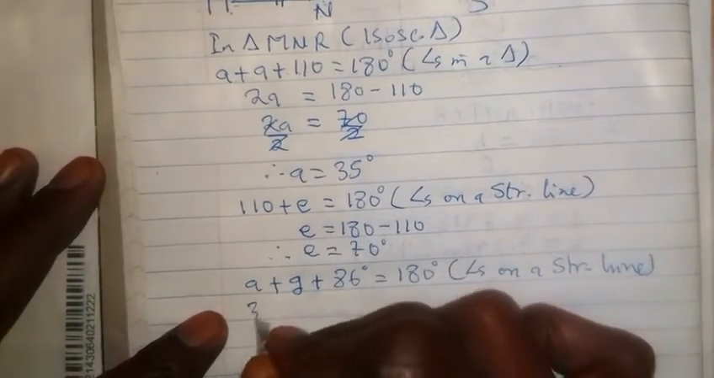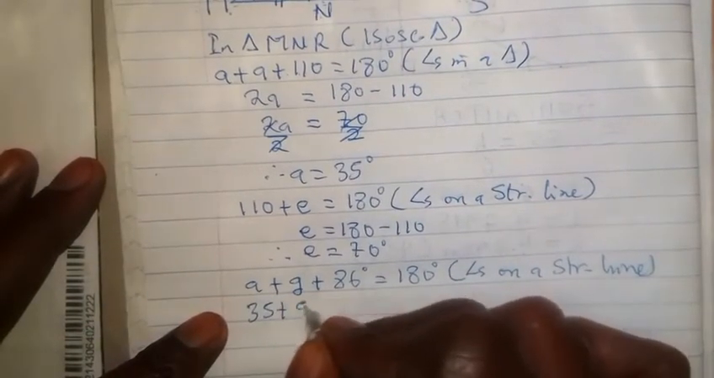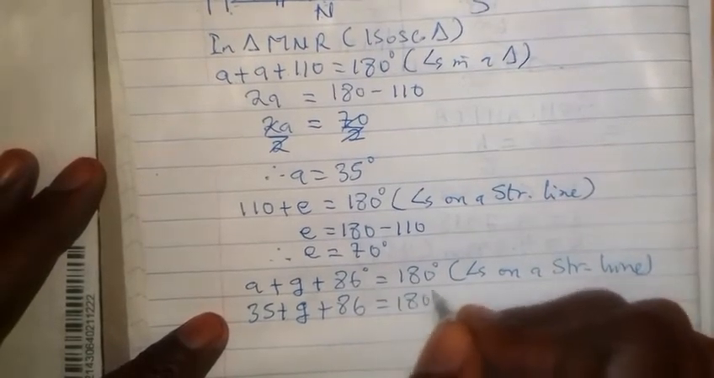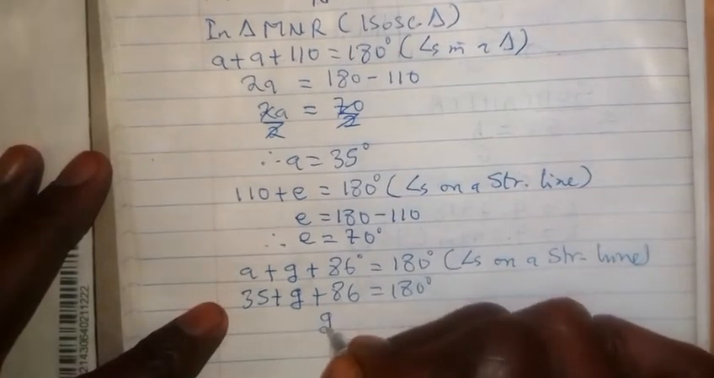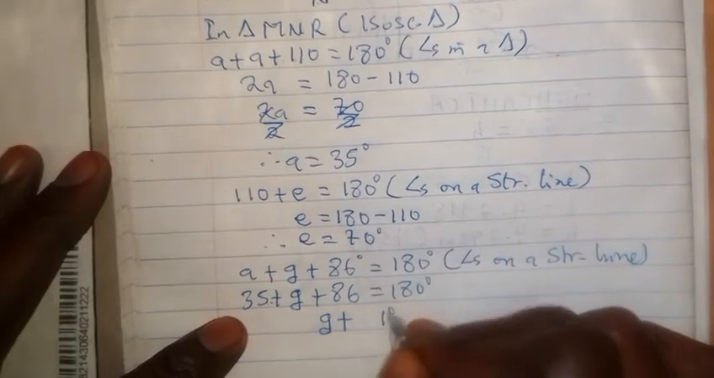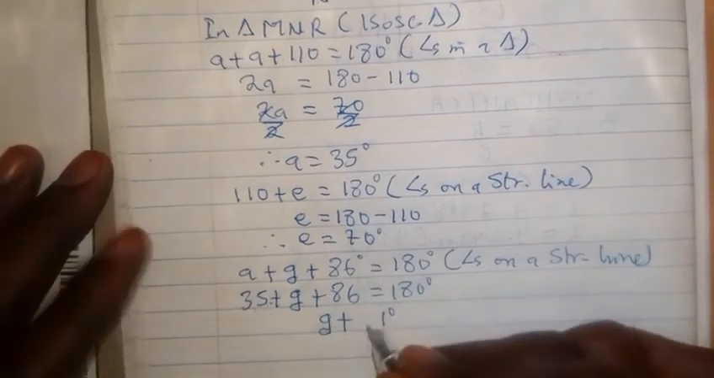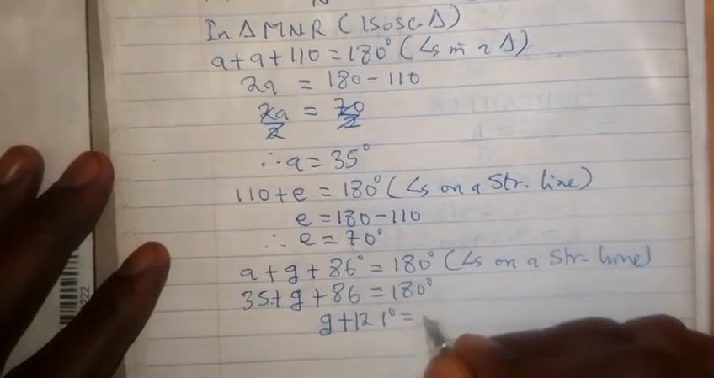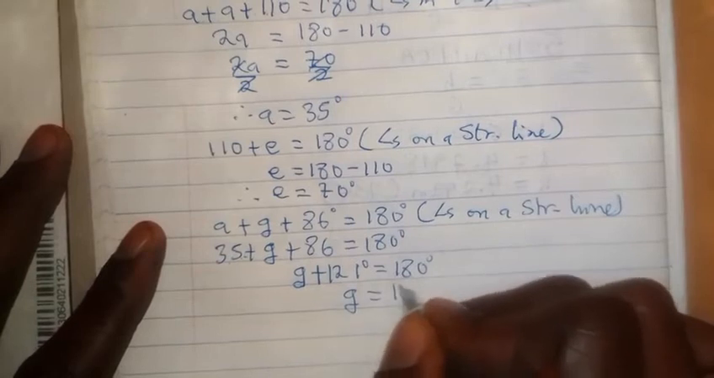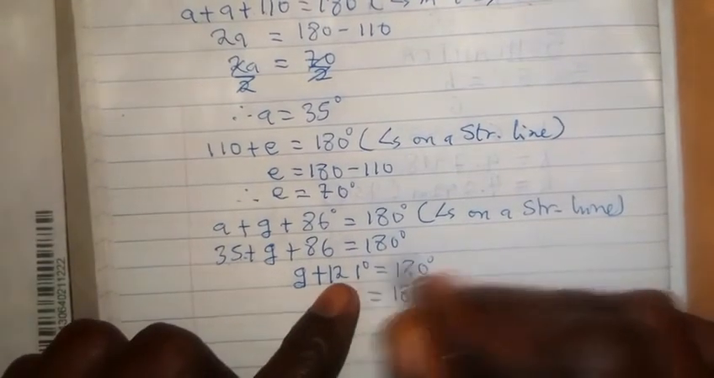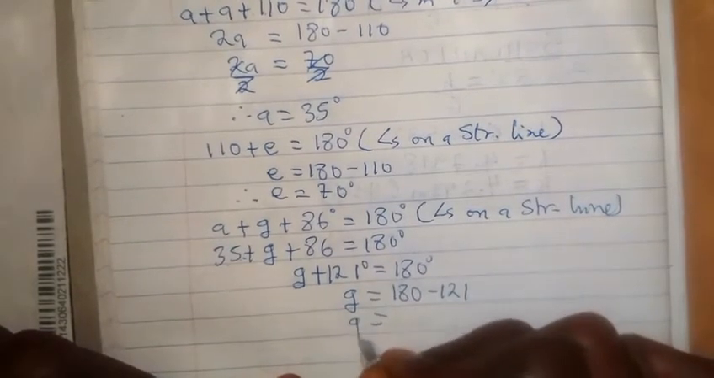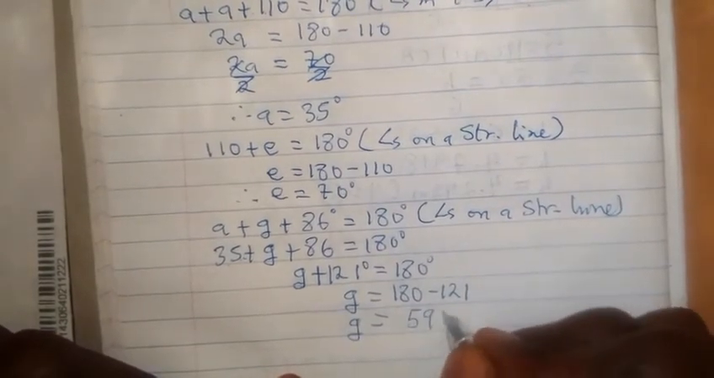Now our A is 35, plus our G, which we do not know, plus 86 equals 180 degrees. Now 6 plus 5 will give us 11, carry 1. 8 plus 3 plus 1 is 12. So 35 plus 86 gives us 121. If we collect like terms to get our value for G, we move our 121 to this side. So 180 minus 121 will give us the value for G as 59 degrees.